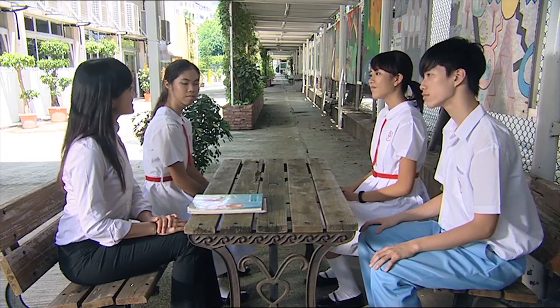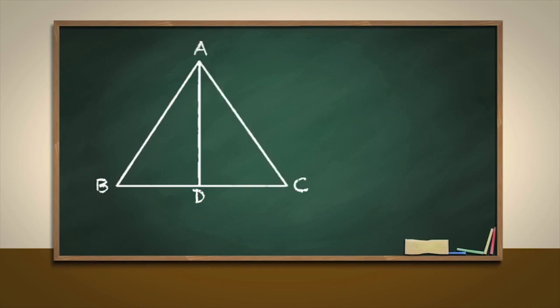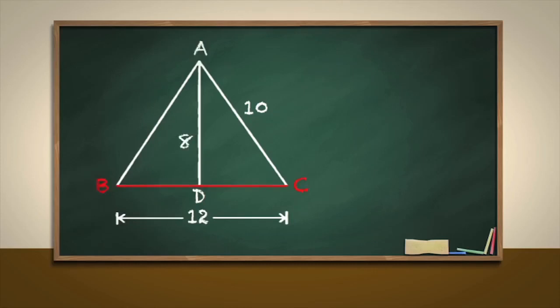Well, let me ask you a mathematical question and see if you understand or not. In the figure, AC equals 10, BC equals 12, and AD equals 8. D is the midpoint of BC. Can you try to prove AD is the perpendicular bisector of BC?